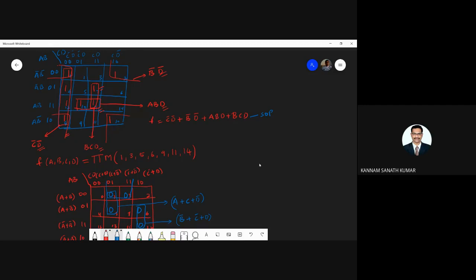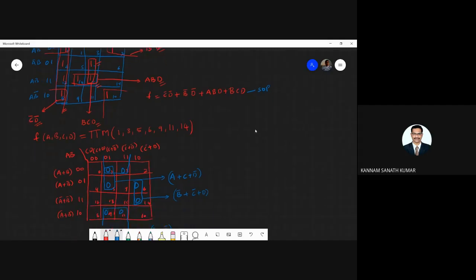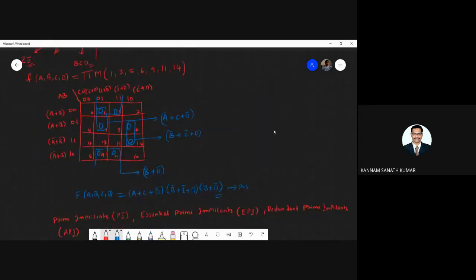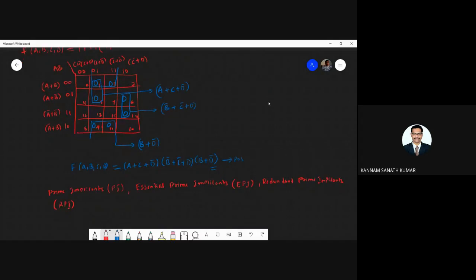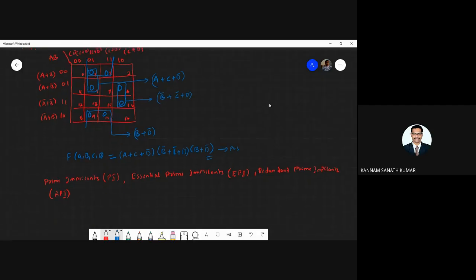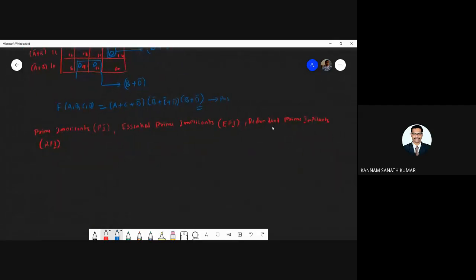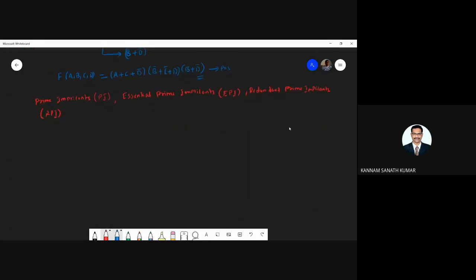Okay, and next, essential prime implicants. It means a prime implicant which contains at least one which cannot be covered by any other prime implicant. That is nothing but an essential prime implicant. I will tell you with an example.